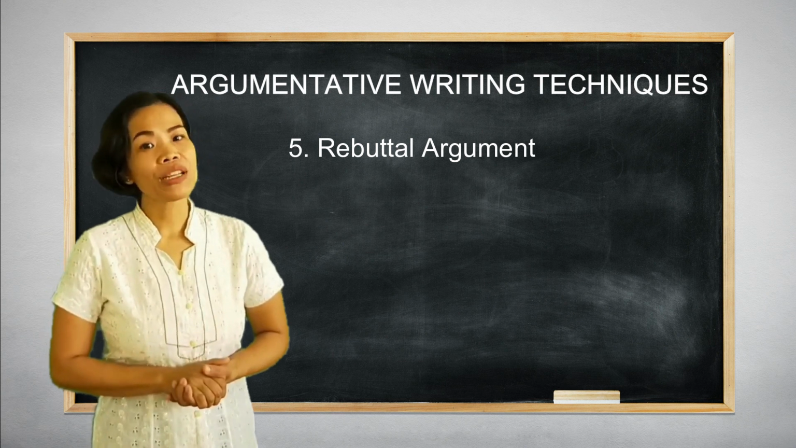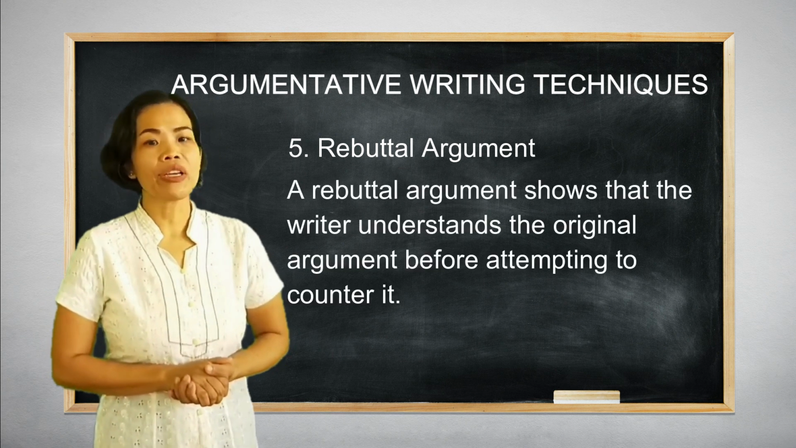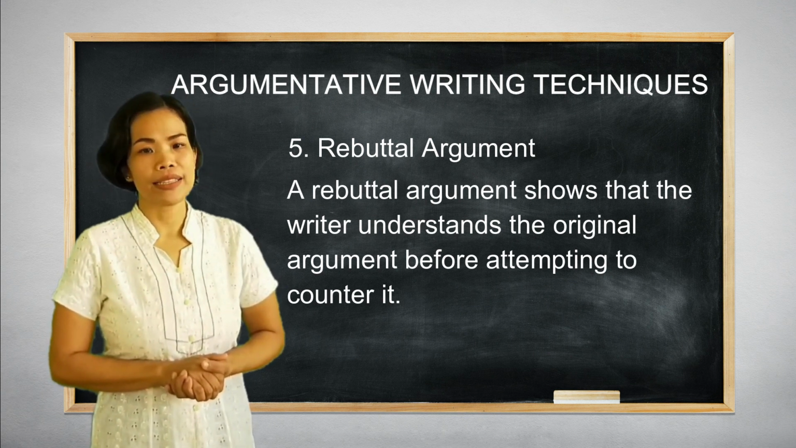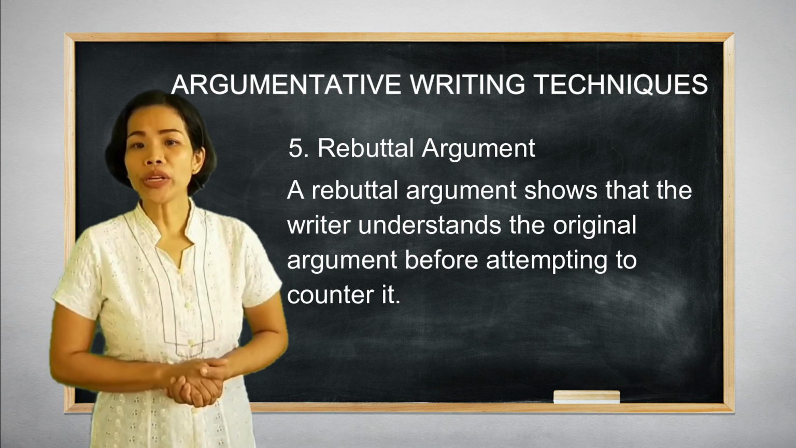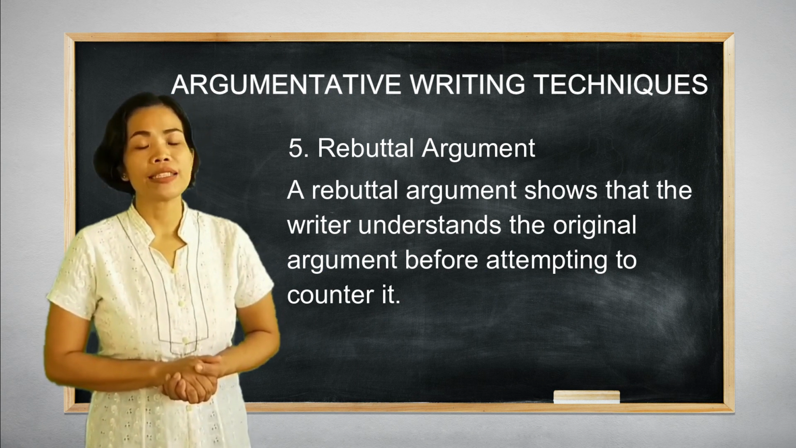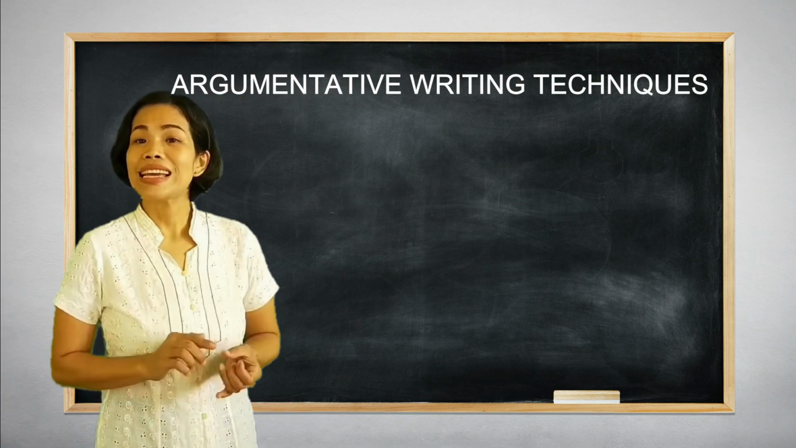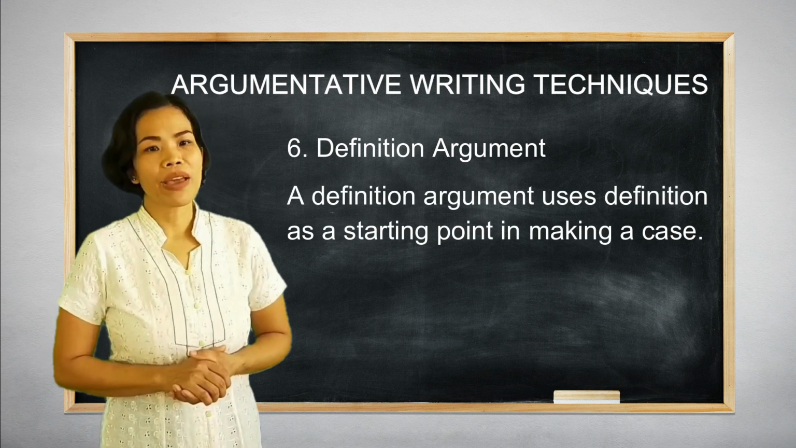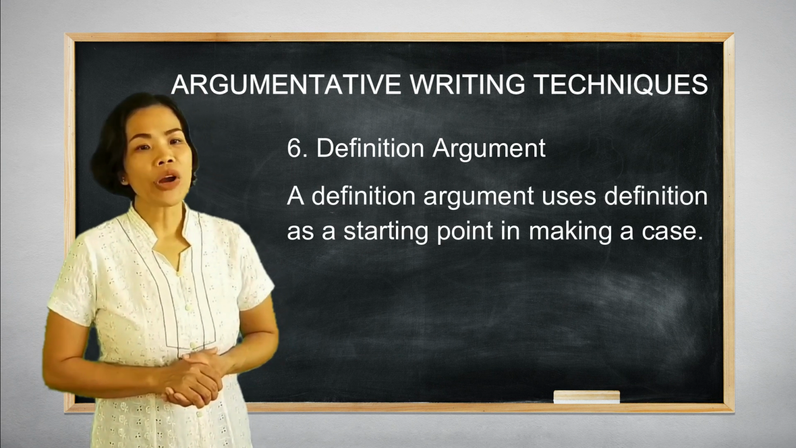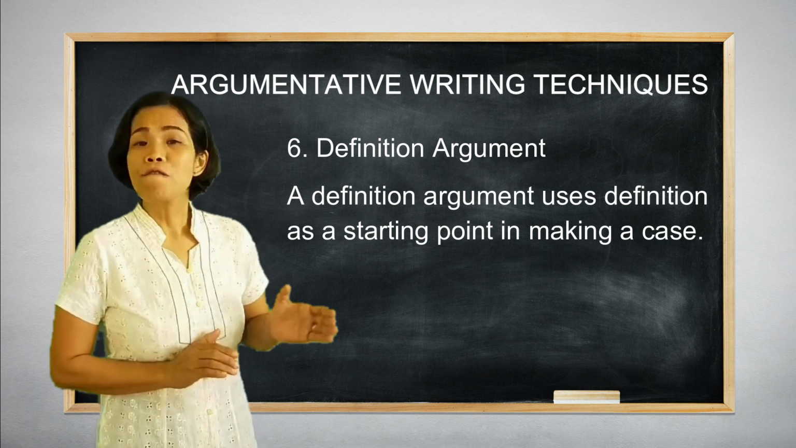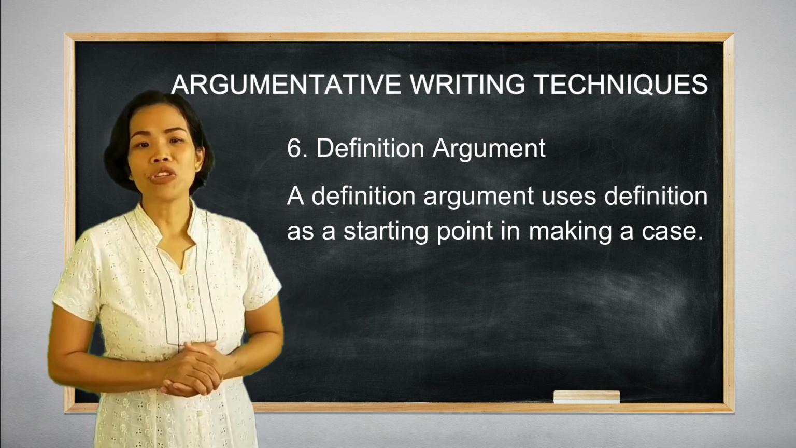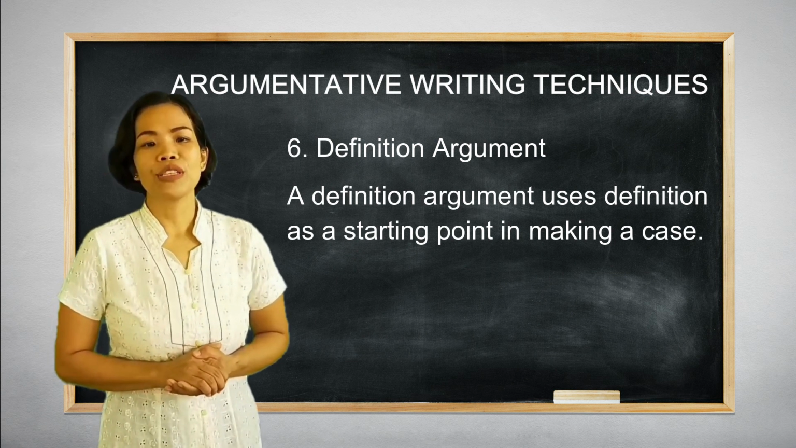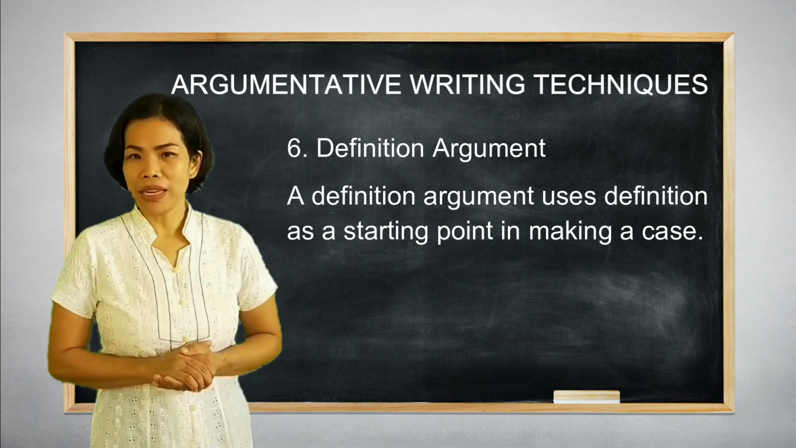5. Rebuttal argument. In a rebuttal argument, you build your case around refuting an idea or ideas. In other words, your starting point is to challenge the ideas of the past. 6. Definition argument. In this type of argument, you use a definition as the starting point for making your case. For example, you might argue on the benefits of organic food with a focus on defining what organic really means.